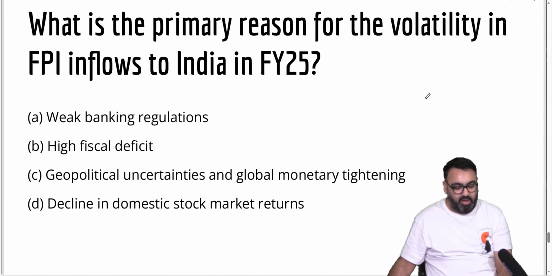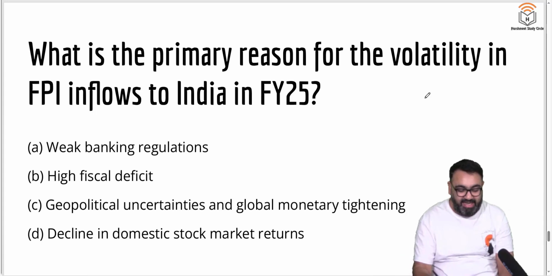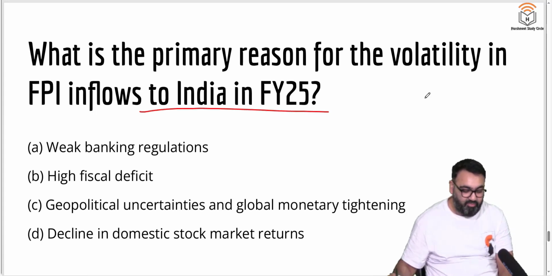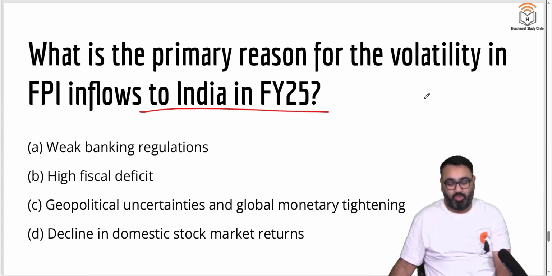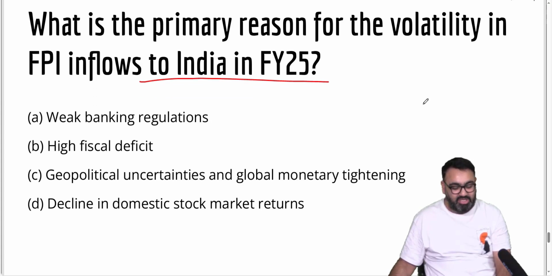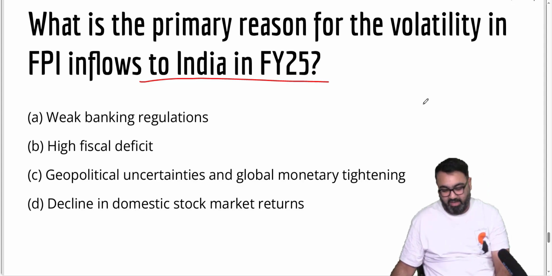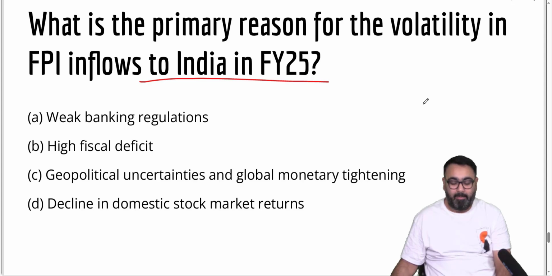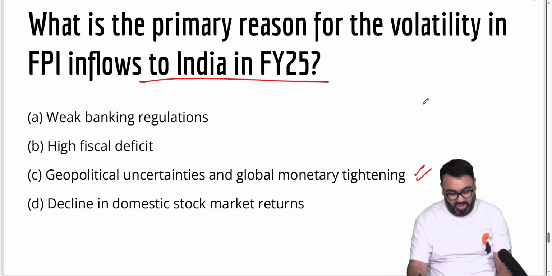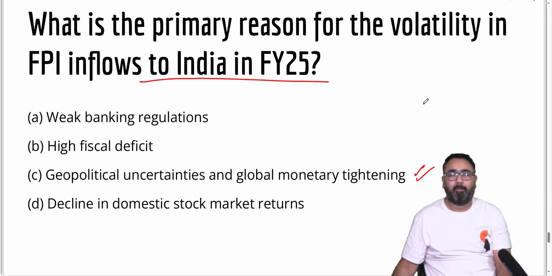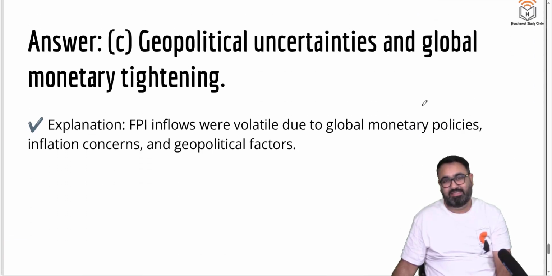One more question. What is the primary reason for the volatility in FPI inflows, foreign portfolio inflows to India in FY25? Weak banking regulations, high fiscal deficit, geopolitical uncertainties, or decline in domestic stock market returns. We discussed this. Why is it that the portfolio investments are coming and going? Because of global fluctuations, because of geopolitical uncertainties, because of changing policies in other countries and their central banks. Wherever the investors are finding a better deal, they're just going off there. This is why the answer here is C.